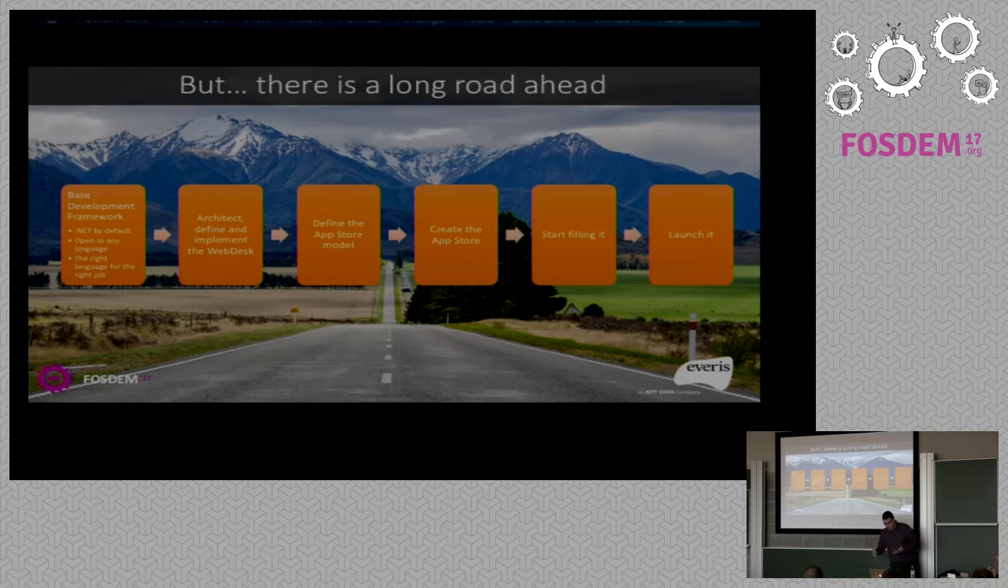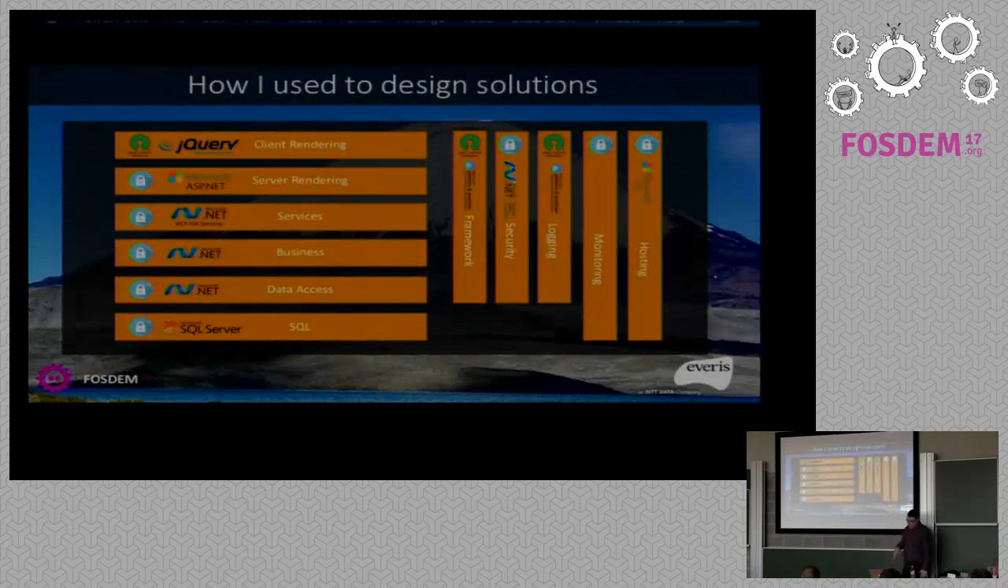So we need to set this base framework. We need to architect, define, and implement this view of a web desktop where you can deploy applications and automatically run them. Define an App Store model open to everyone, so they can connect, get any application they need for their business, and get it running. Create the model, the App Store, and fill it. That is the hard part, because you need a lot of business knowledge that a lot of companies maybe have in the market, and put it on the way.